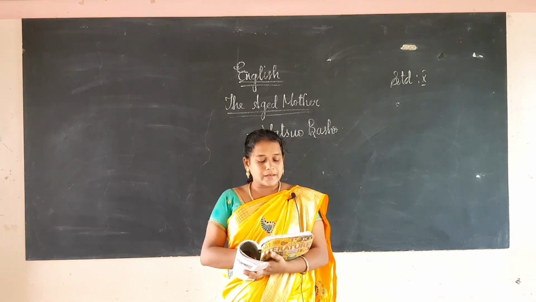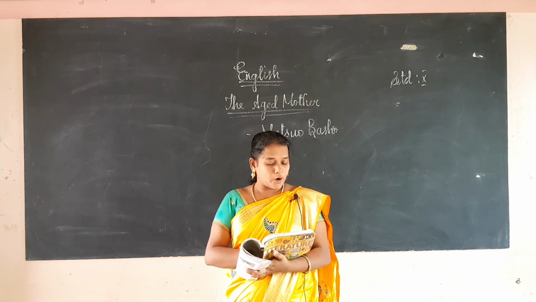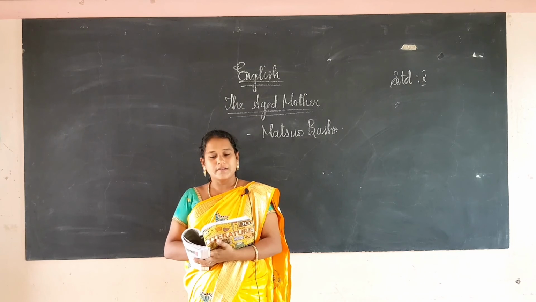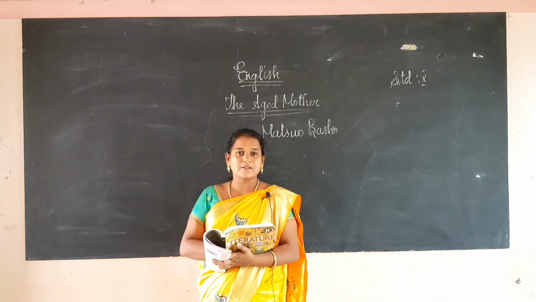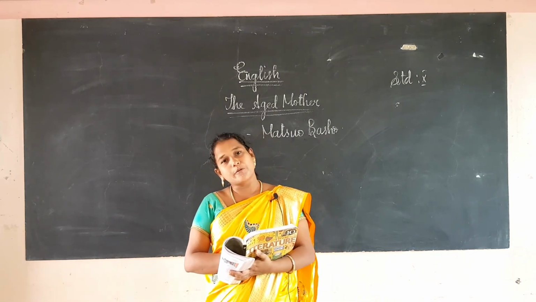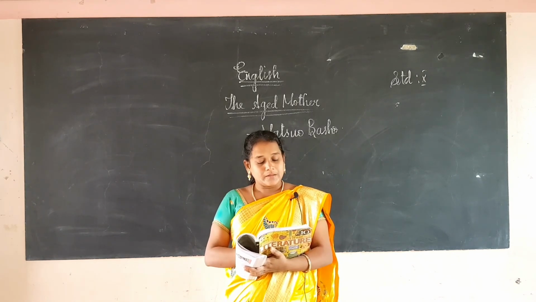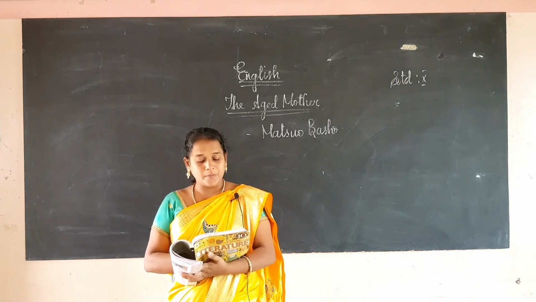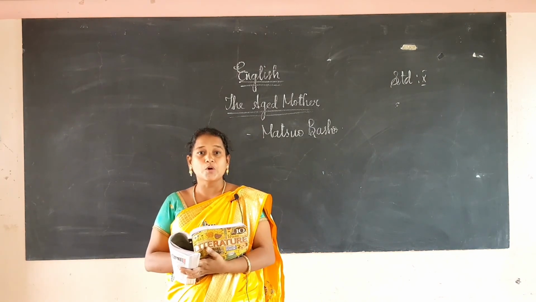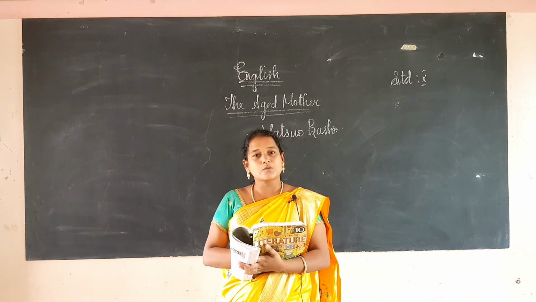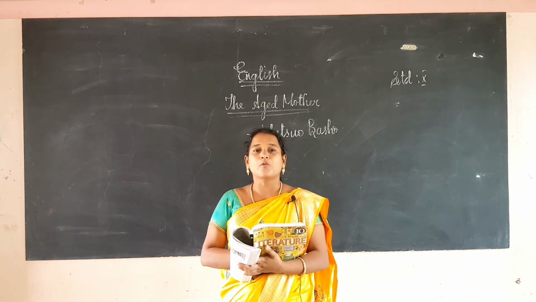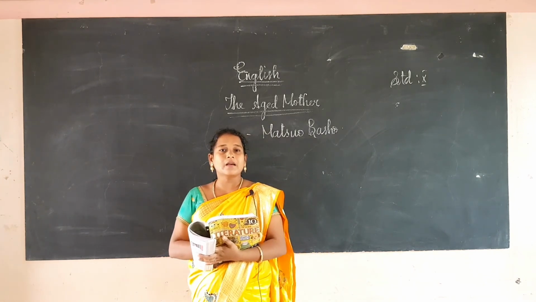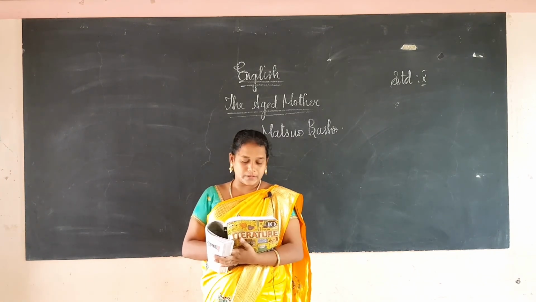Long ago, there lived at the foot of the mountain a poor farmer and his aged widowed mother. Long ago is the normal way we narrate a story. Long ago means before. There lived at the foothill of the mountain a farmer and his aged widowed mother. Widowed mother means the farmer doesn't have a father. He has only a mother. So the mother and the son are living in the foothill of the mountain.